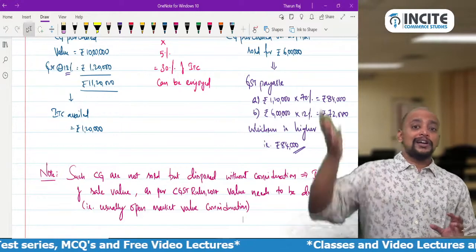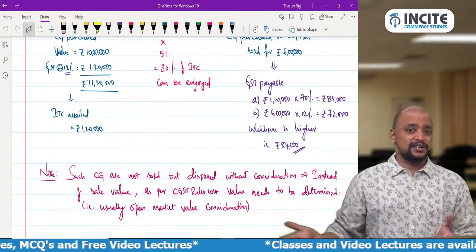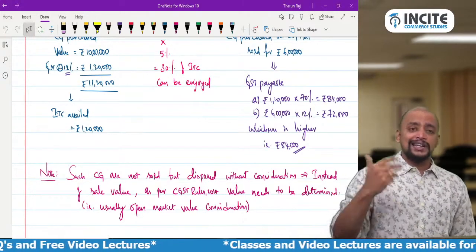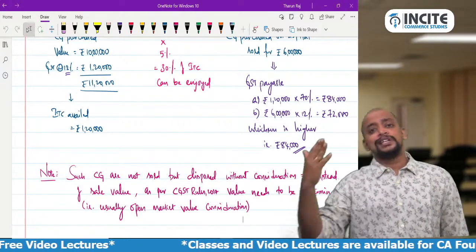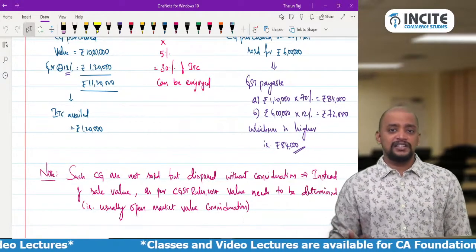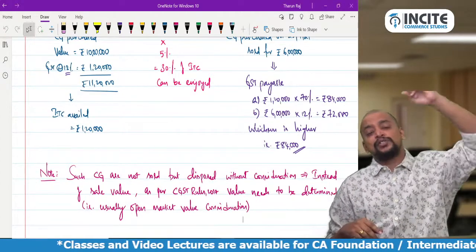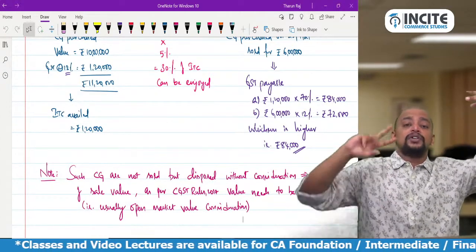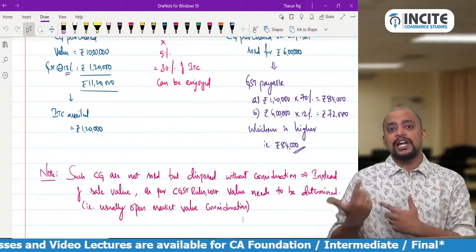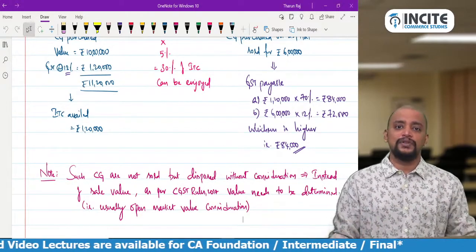Suppose you are not raising an invoice, maybe because the recipient is unregistered, then in that case you can go to GSTR 3B and reverse the ITC. But don't do both. If you do both, you know what it means? You are adding 84,000 to the liability and you are again reversing 84,000. It means 2 times you are paying 84,000. Like that it will come. Okay.